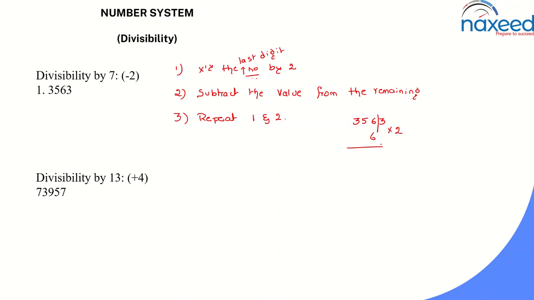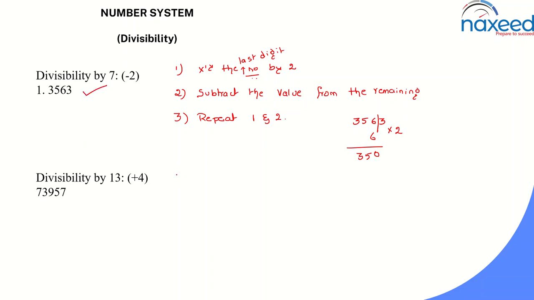It is 6. Subtract it. It will become 350. We can easily say that 7 5 times is 35, so 350 is there. That is, 7 times 50 is 350. Yes, it is divisible by 7.